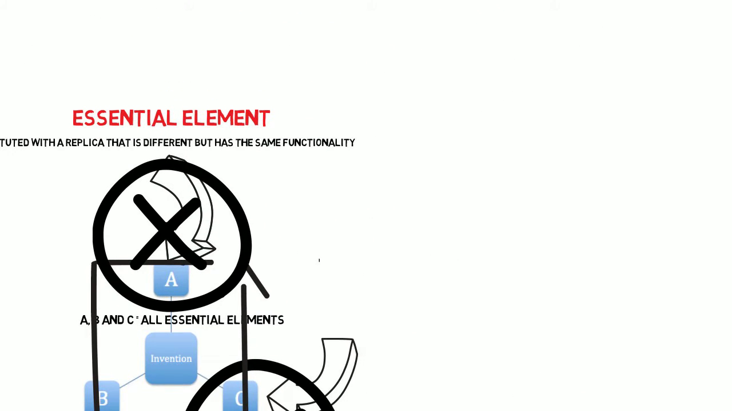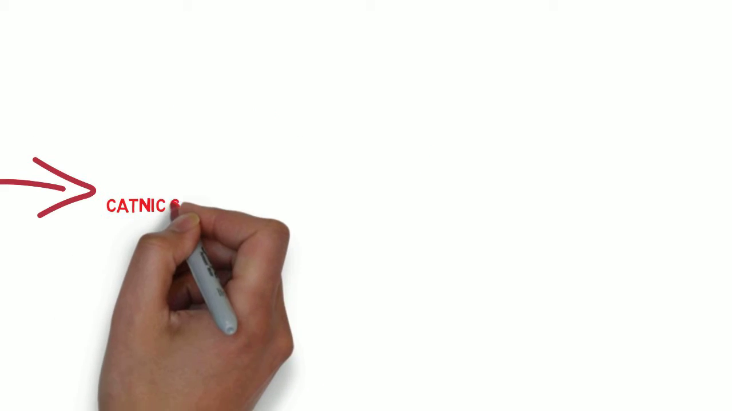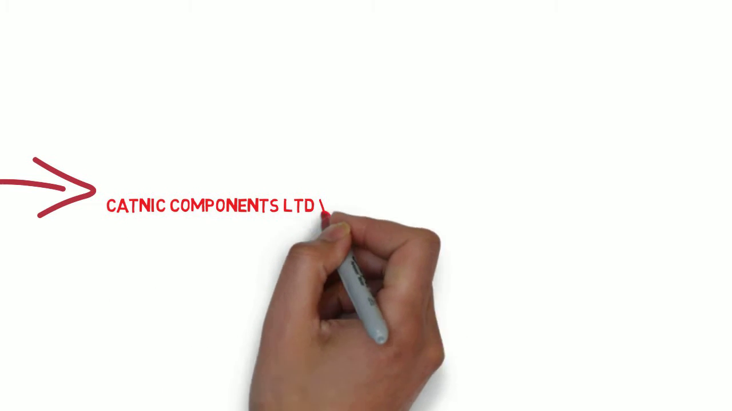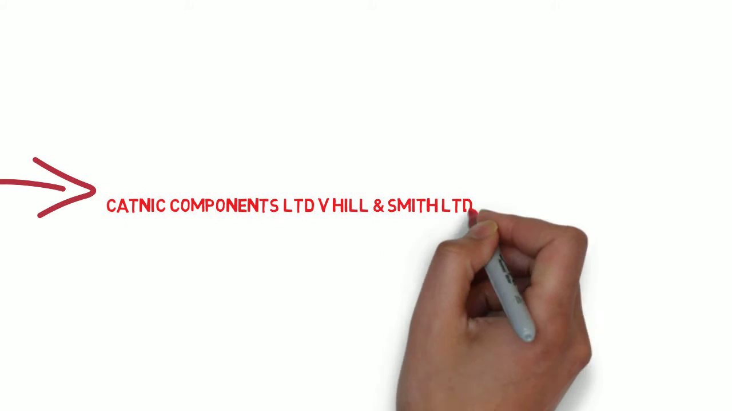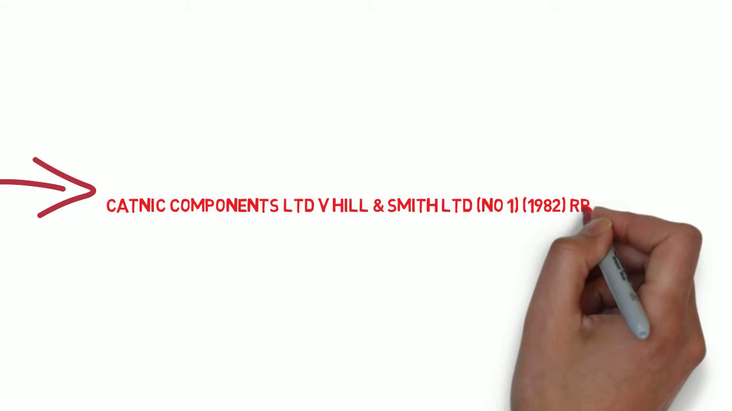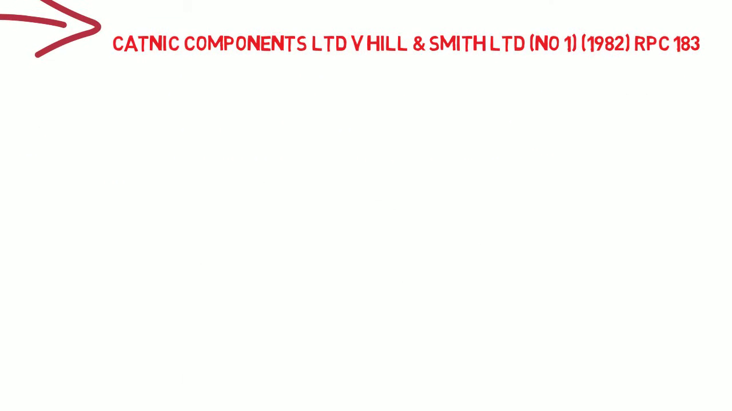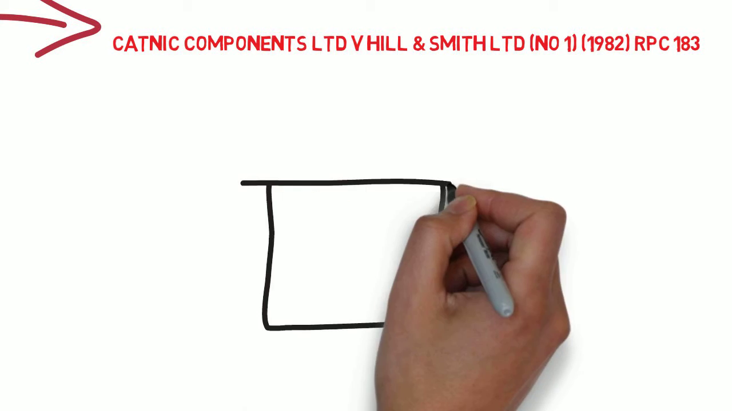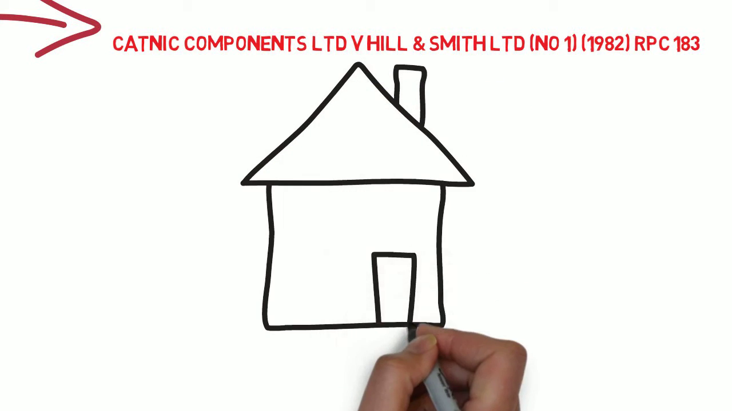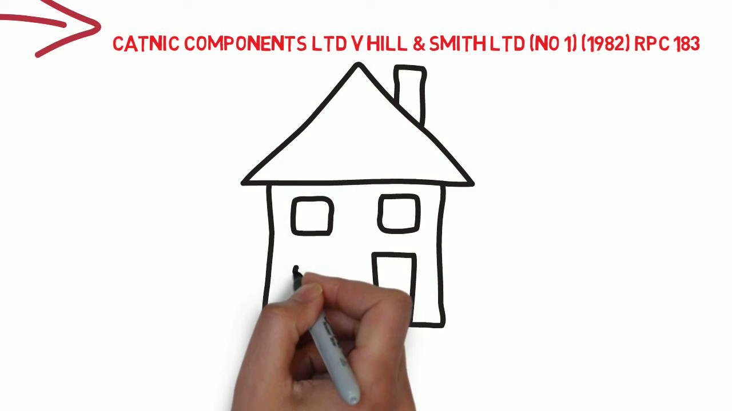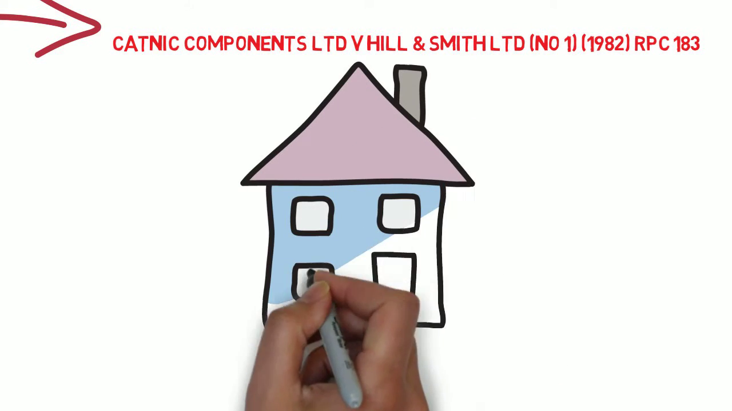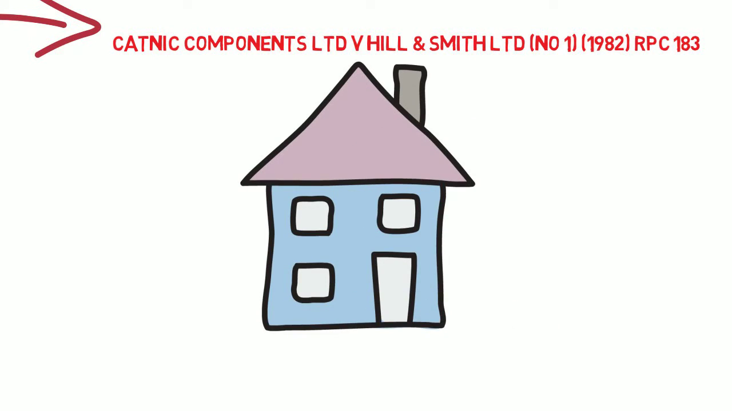This is exactly what happened to Catnic. Catnic's patent was a steel lintel for windows and doorways. I'm sorry, I couldn't quite draw that one, guys. But a lintel is a support mechanism that keeps the structural integrity of the building strong. One of the essential elements of that invention was a vertical metal rod. We will call that rod A.